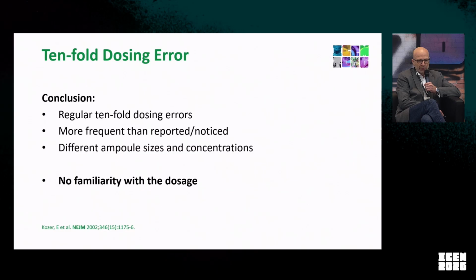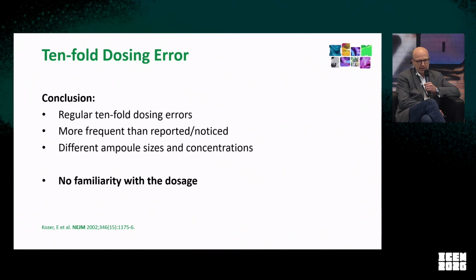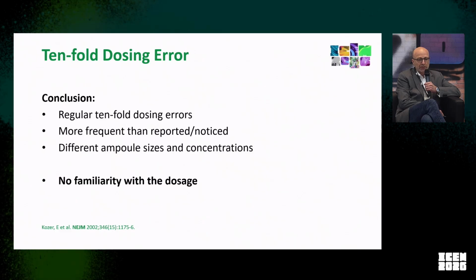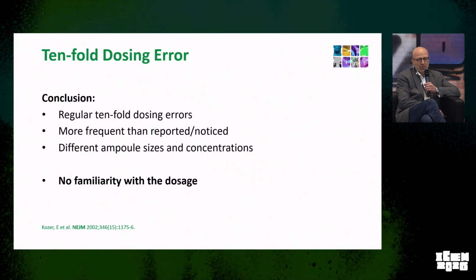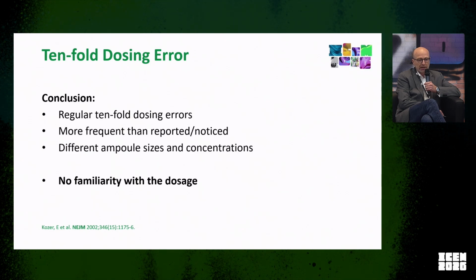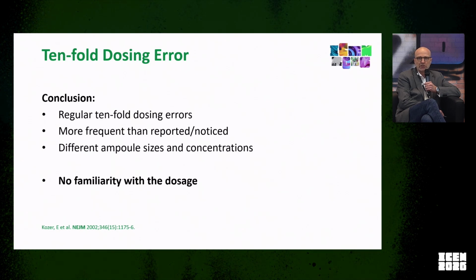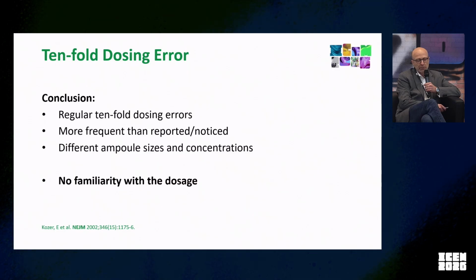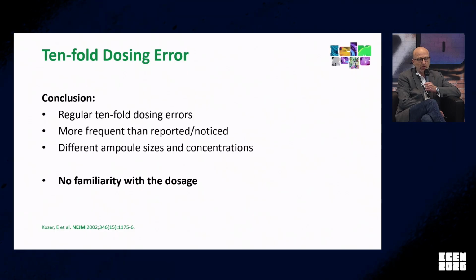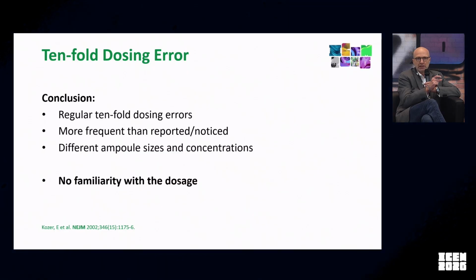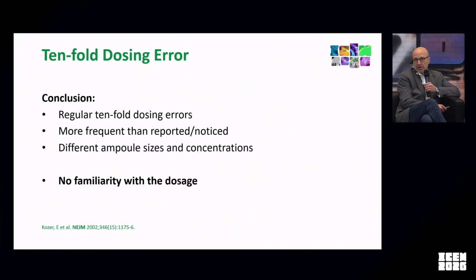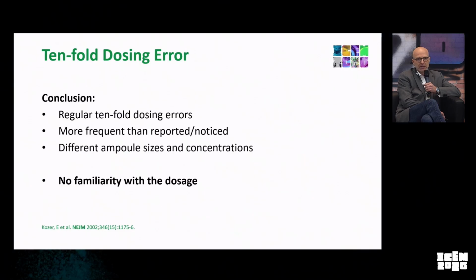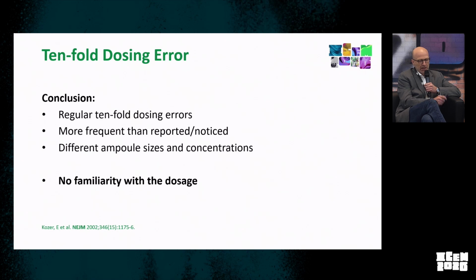And the conclusion of the authors was that it's much more regular than you imagine, the tenfold dosing errors. The reasons for that are that you have different ampoule sizes and concentrations, but the most important reason is you cannot develop any familiarity with the dosage in pediatrics. On one of my worst days on pediatric intensive care unit, we resuscitated an 800-gram extremely early born, and the same day, same ward, an 80-kilogram 15-year-old boy. So we have a dose range of 100. If you imagine a 40-kilo adult patient, 100 would mean 4,000 kilograms. So obviously the range of weights is much different.